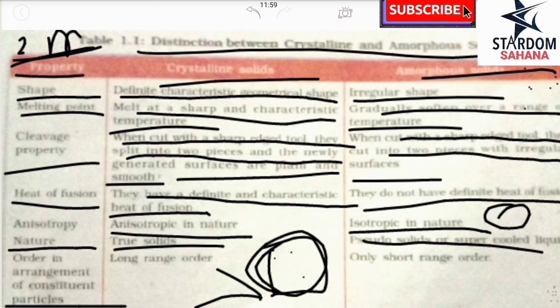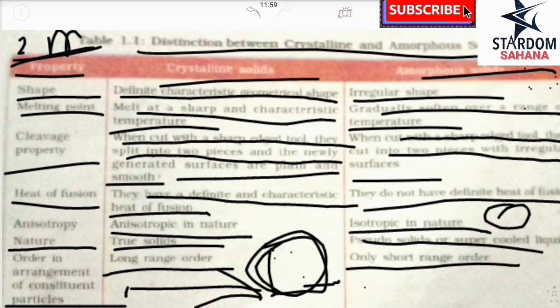They are called pseudo solids because they possess characteristics similar to liquids. This is supported by the fact that the glass of the windows of some very old houses is found to be thicker at the bottom than at the top, showing some fluidity possessed by the glass. For example, you can take a glass. Order of arrangement: crystalline solids have long range order, whereas amorphous solids have only short range order.